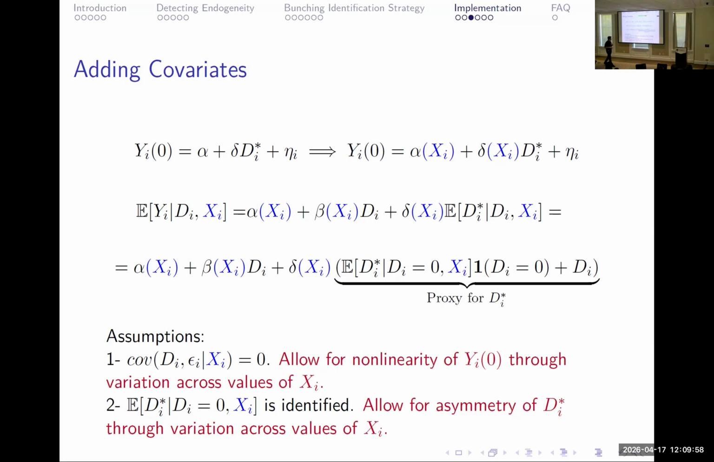Now, the idea here is that you are weakening those two assumptions that we made before. The first was you are allowing for nonlinearity of the untreated potential outcome to the extent that that nonlinearity changes across values of x, right? And the other thing is that you are allowing for asymmetry of the distribution of D star, of the selection variable, to the extent that that asymmetry is picked up by different values of covariance.